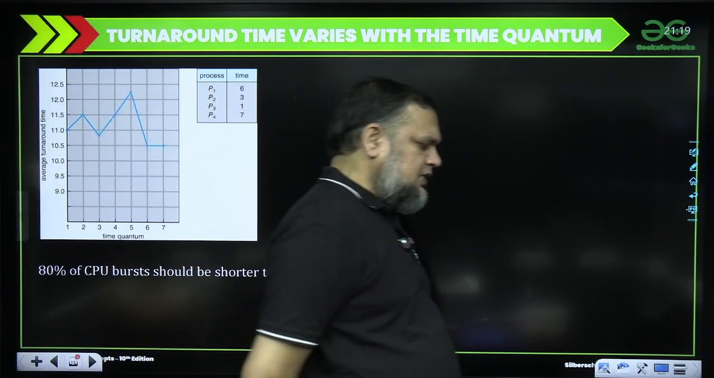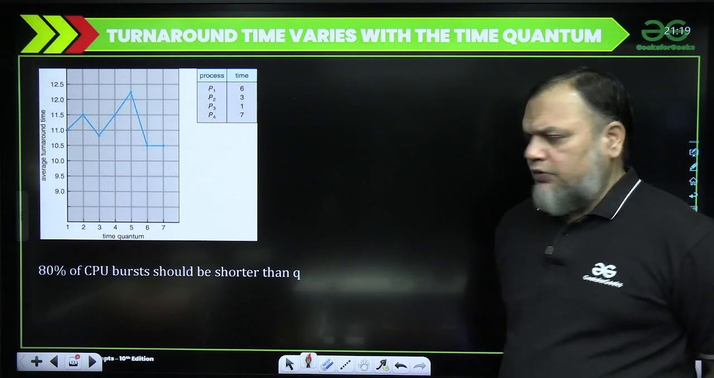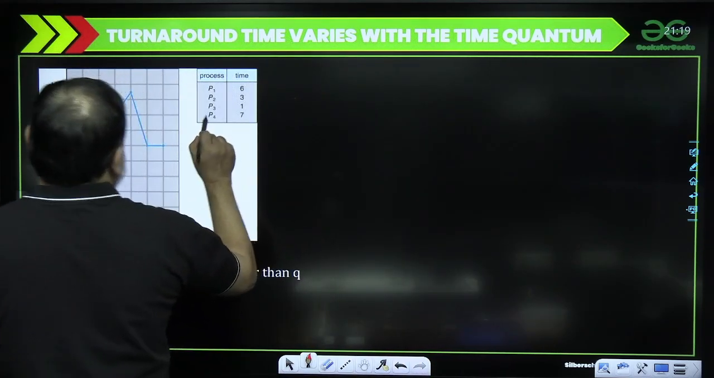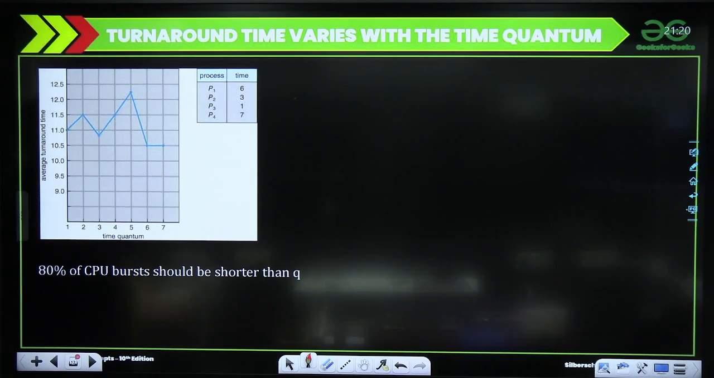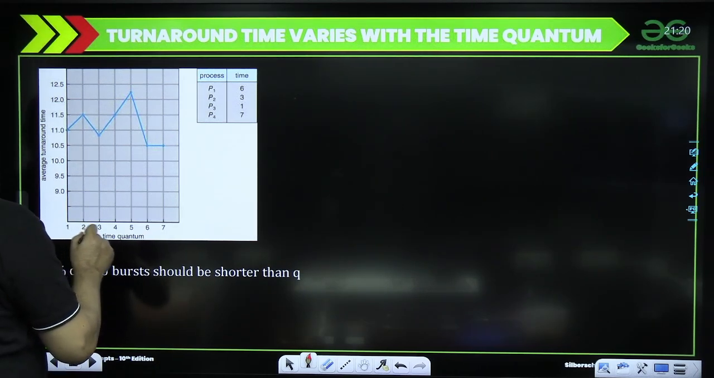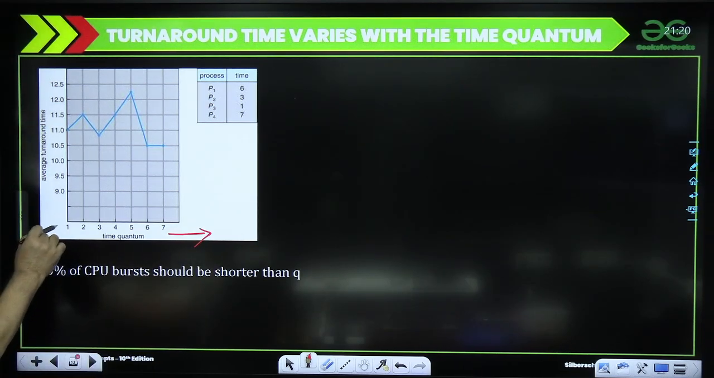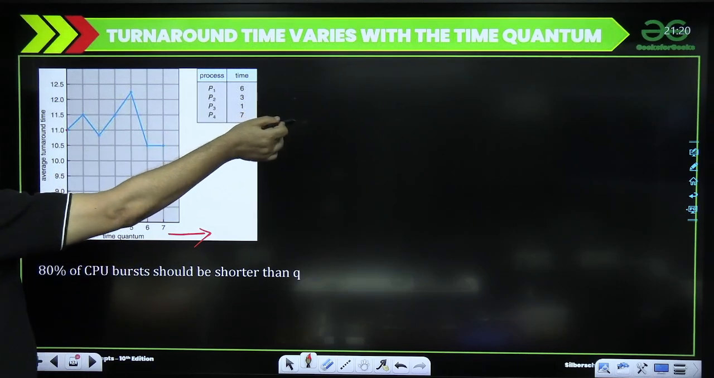Sometimes people may ask, what is the impact on average turnaround time with time quantum? If you take this data set, there are 4 processes, and the burst times are 6, 3, 1 and 7. So the point is, if you keep on increasing the time quantum on the x-axis, when the time quantum is 1 unit, the average turnaround time happens to be 11. You can prepare the Gantt chart and check.